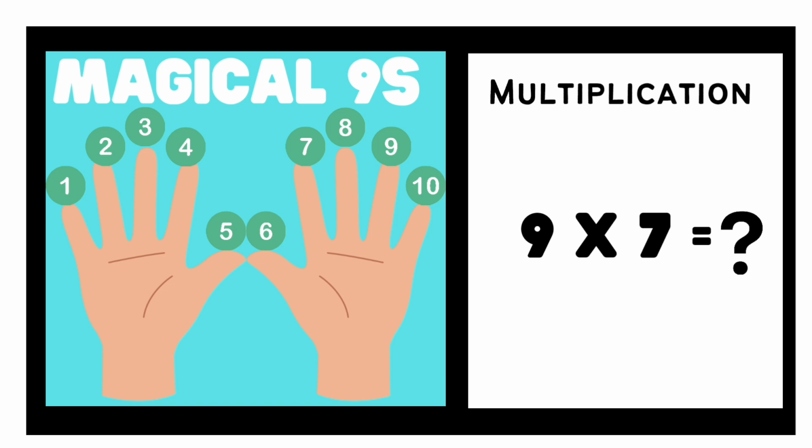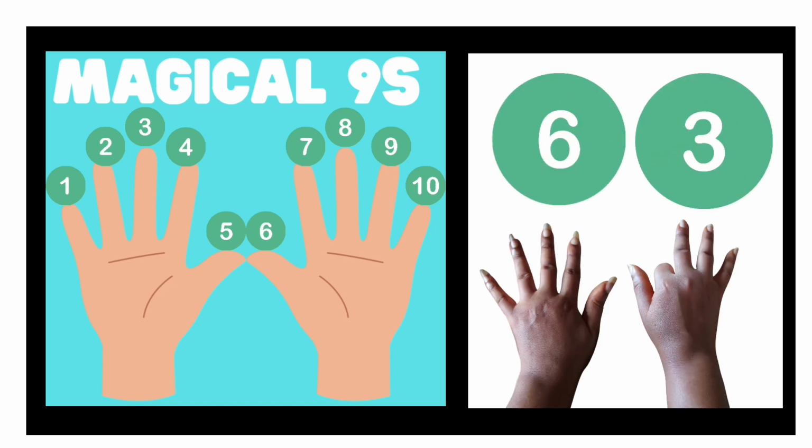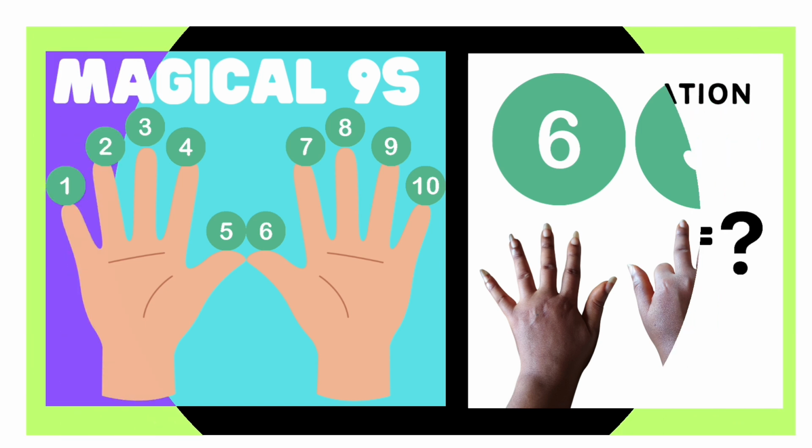9 times 7. Now let's hide our seventh finger. How many fingers do we have before 7? We have 6 fingers. How many fingers do we have after the 7th finger? We have 3 fingers. 9 times 7 is 63.